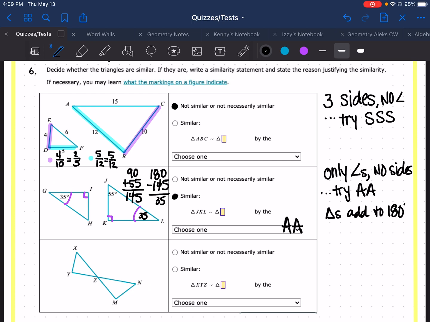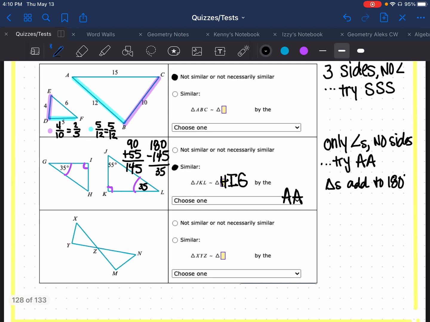Now, when I name them, I have to pay attention to how Alex has named the one that they've named. So they have named JKL, and they have named it from J to K to L. So J is the 55, which would match with H. So I would put H first. Then K is the 90 degrees, so I would put I next. And then, of course, L is the 35, which is going to match with G. So lastly, I would put G.